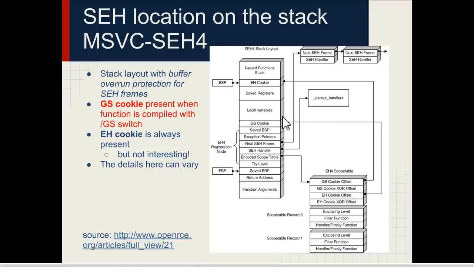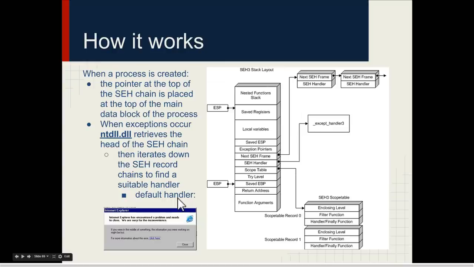However, I believe, unless they've changed it, that also exists in user space. It should instead be handled as a kernel trap. There's a paper that suggests that quite cogently, which I'll cite later on and show you guys. So details here can vary. There's also other cookies, like the EH cookie, but SEH exploits for the most part don't attack those, as far as you need to be concerned.